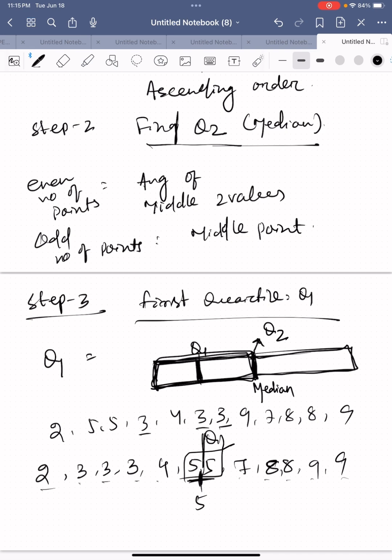Now our first half of data is 2, 3, 3, 3, 4 and 5, and the second half is 5, 7, 8, 8, 9 and 9. In this case, the median of the first half would be the average of 3 and 3, which is 3. So this is our Q1.